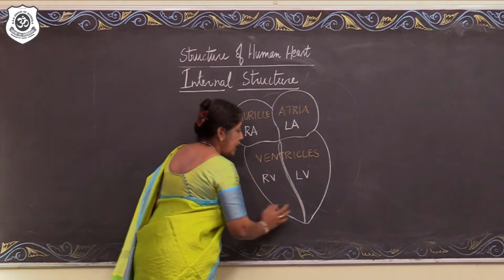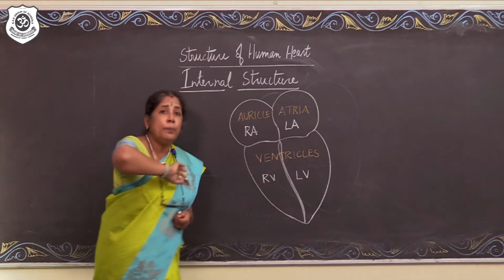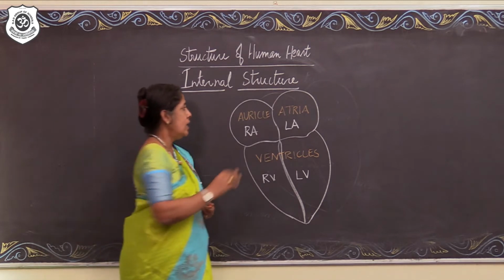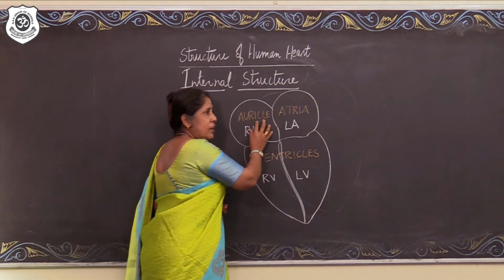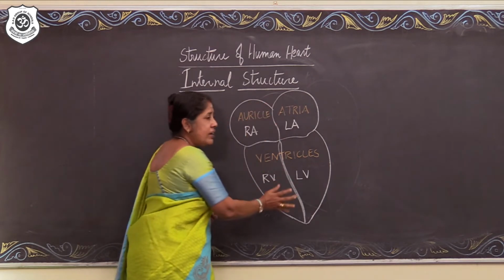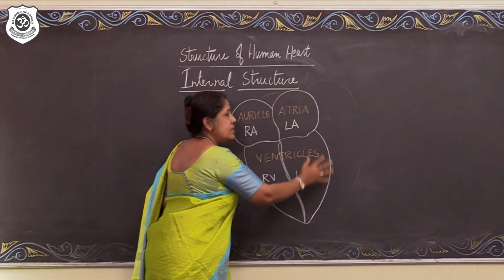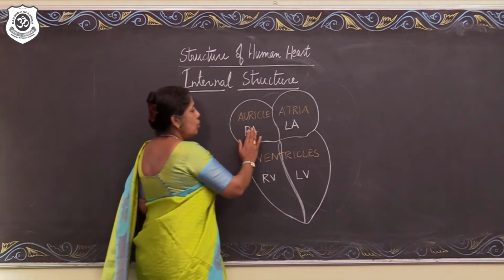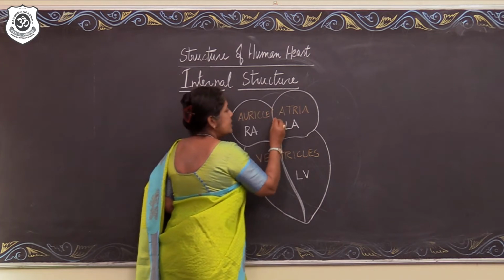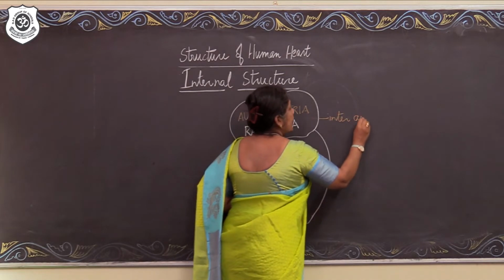The ventricles, on the other hand, are thick-walled chambers because they have to push the blood away from the heart, which we'll be seeing in a little while. So, auricles are the upper chambers, ventricles are the lower chambers. These are the receiving chambers, the ventricles are the distributing chambers. The auricles are thin-walled, the ventricles are thick-walled. Now, the two auricles are separated by means of a septum here, which is referred to as the interauricular septum.